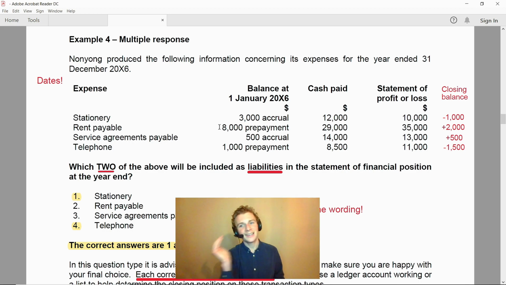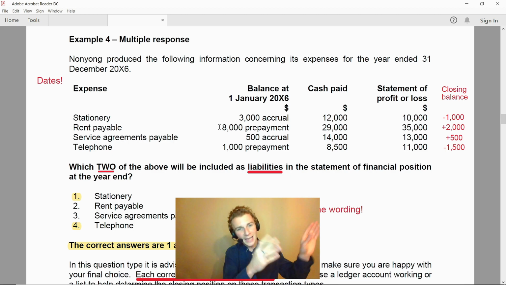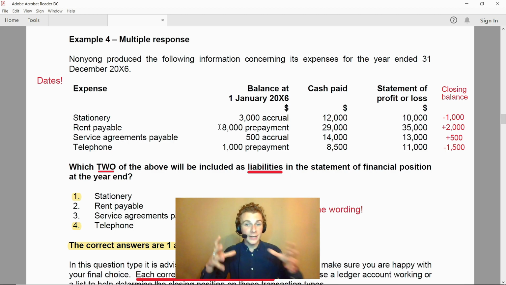So first of all, I've got on the side there, the dates are critical, so that before we've even looked at the requirement, we're going to get an understanding of what is going on and get out of our mind the dates from the previous question, now focusing on the dates of the example in front of us. Non-Yong produced the following information concerning its expenses for the year ended 31st of December 2006. So we're using different dates compared to the previous questions. You've got to get in the habit of forgetting about them, or it could make you get the wrong answer for the next one. We need to go clean slate and start again.